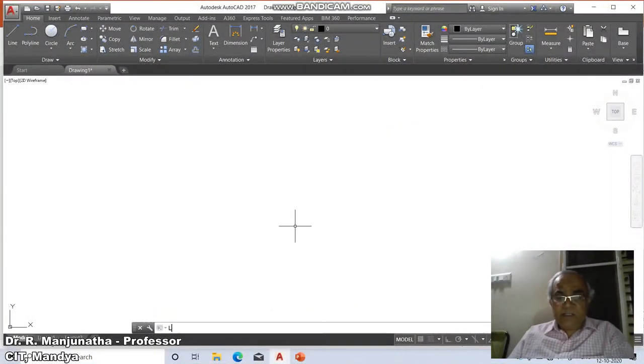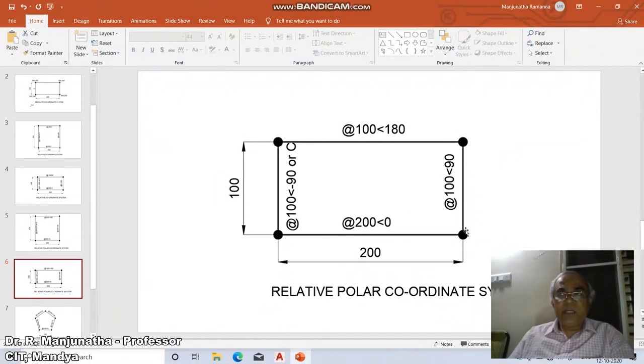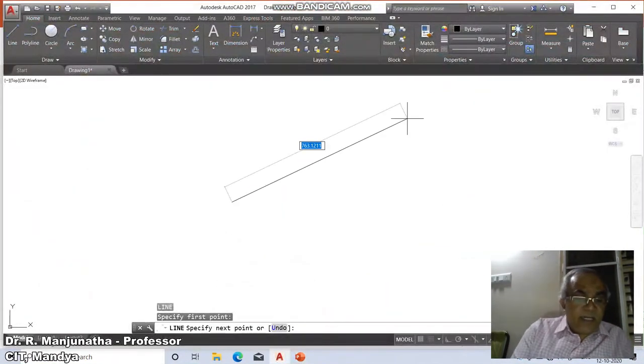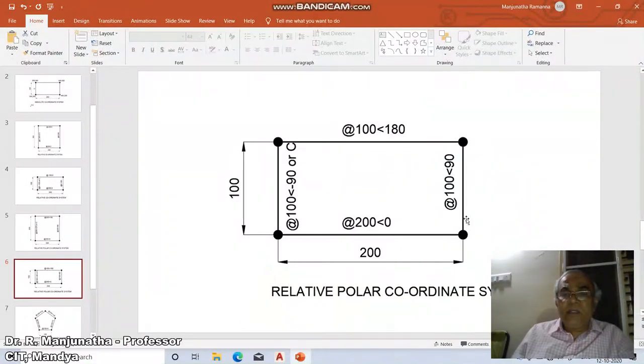Command is line, specify first point, select arbitrary point on the screen, and then you are moving in the direction along the direction of the UCS x-axis. So obviously that angle will be 0. So to do that, again at the rate 200 less than 0. Now we are moving in the direction along the UCS y direction. Then with reference to the horizontal, the angle measured in counterclockwise direction as positive.